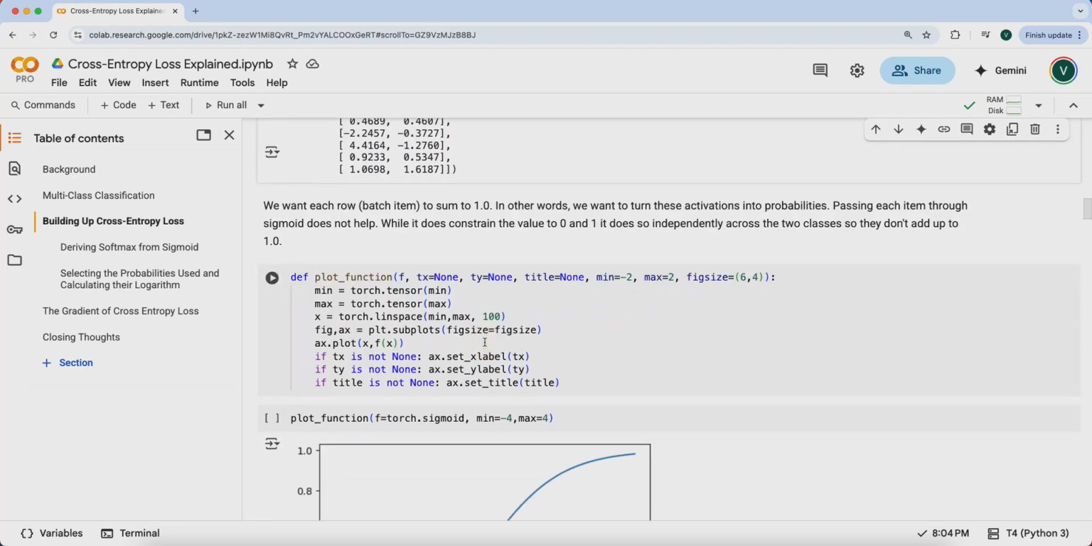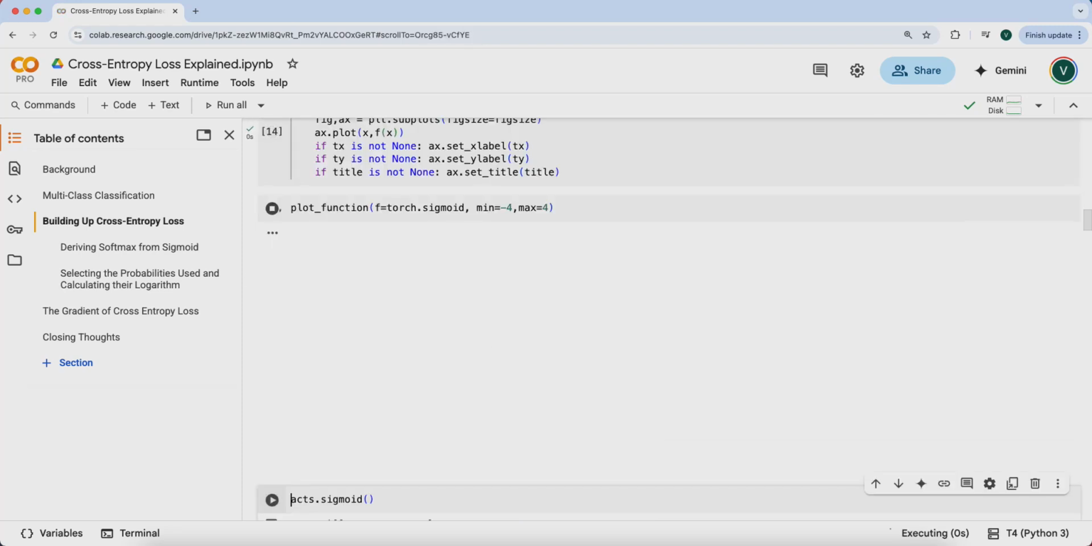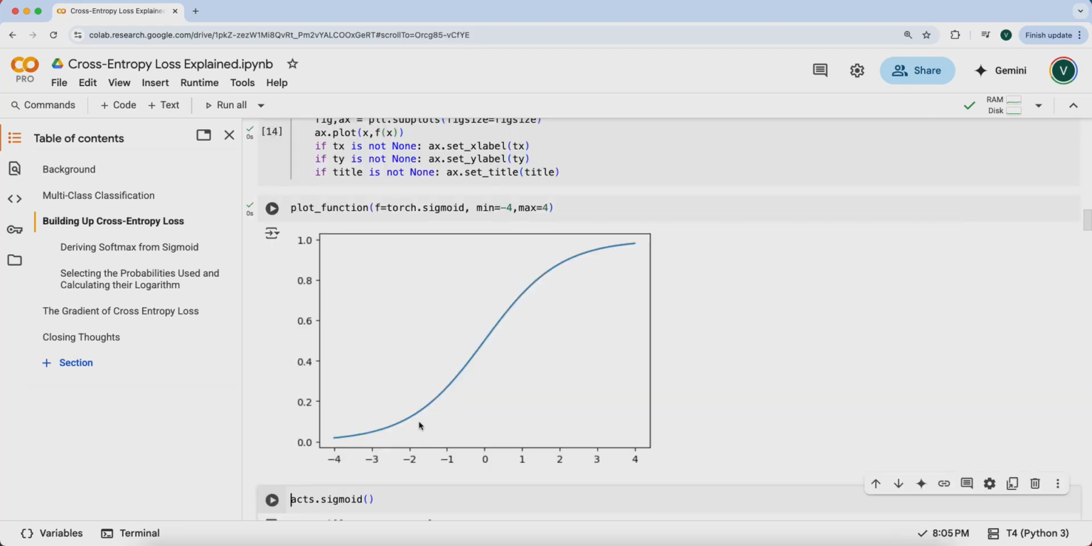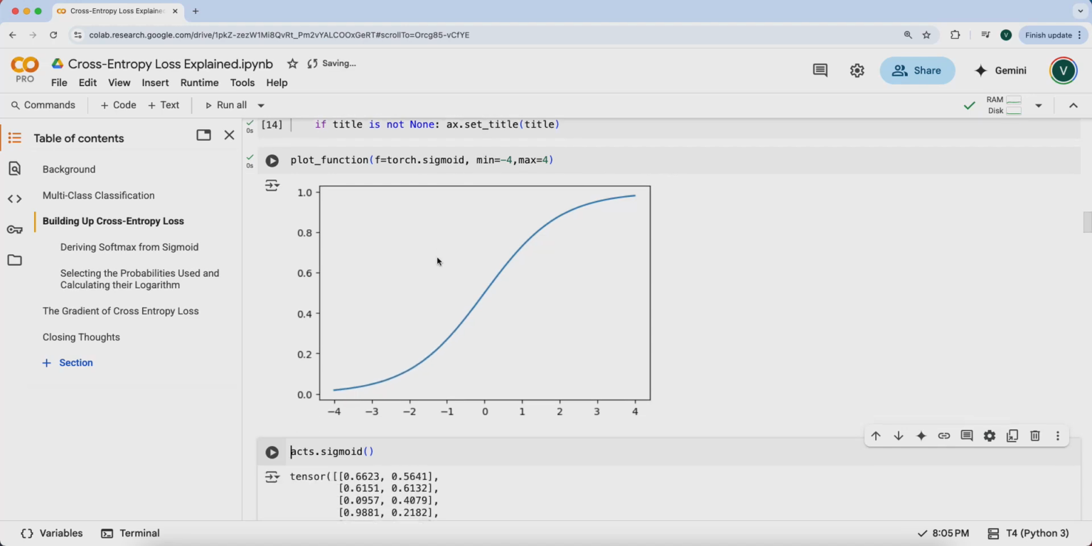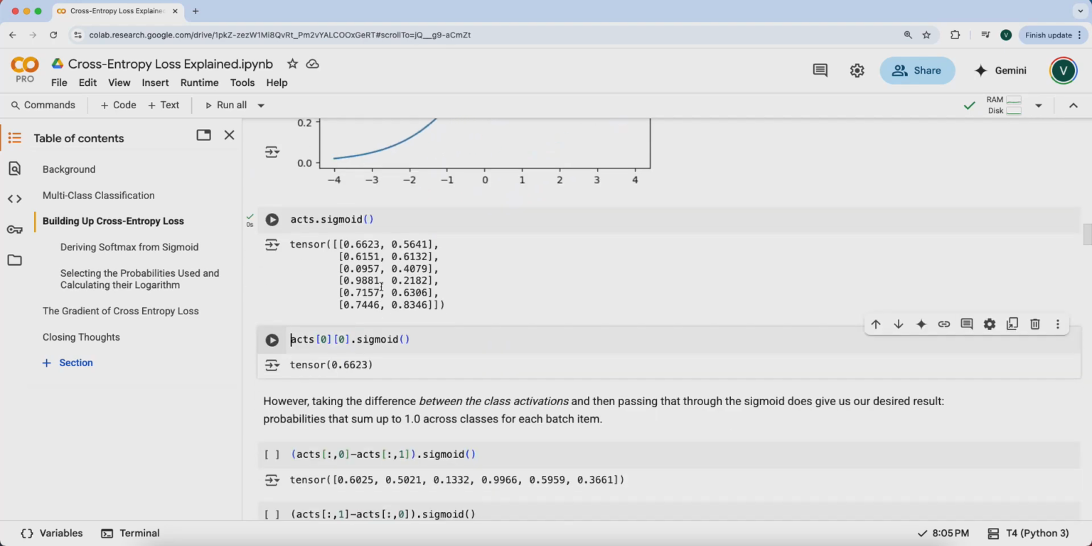Okay, so the first thing we're going to do is start with one function that squeezes values between 0 and 1, and that's sigmoid. Now, if we just take the sigmoid of our activations, while it does achieve one desired result, which is each value is now between 0 and 1, it does not achieve our full desired result. The sum of each row is not 1.0. So here we have 0.66 plus 0.56. Here we have a total of about 0.49. Here a total of about 1.2, and so on.